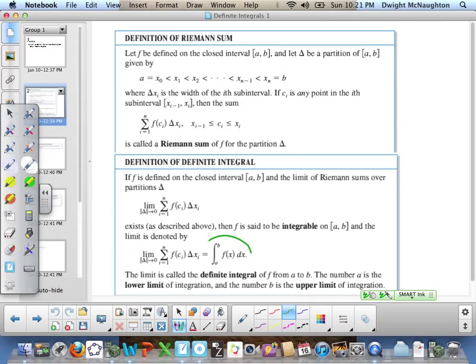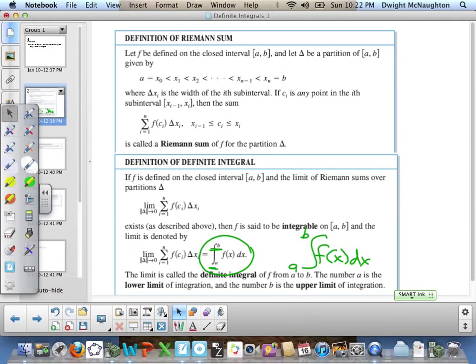The symbolism is going to look a lot like an antiderivative, except it's going to have these values on here, a and b. So what this means is we're going to be finding the value under our function. f of x is the function. We're going to be finding the area under the function, and we're going to be doing it from the left side to the right side. That's called a definite integral.